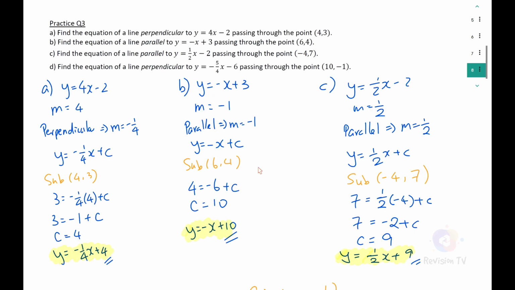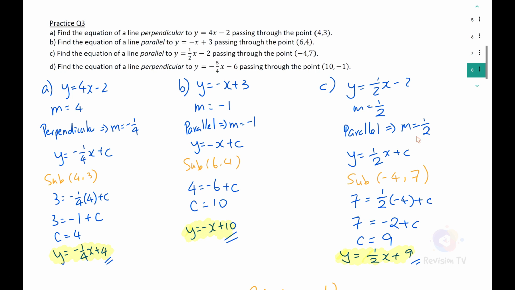Here are the answers. So question A is perpendicular. So the original gradient is 4. Perpendicular will be -1/4. So y equals minus 1/4 x plus c. Sub in the point 4, 3, you get c equals 4. So when c equals 4, y equals minus 1/4 x plus 4. Question B is parallel, so the gradient stays the same. The gradient is -1, so y equals minus x plus c. Sub in the point 6, 4, so you get c equals positive 10, so y equals negative x plus 10.